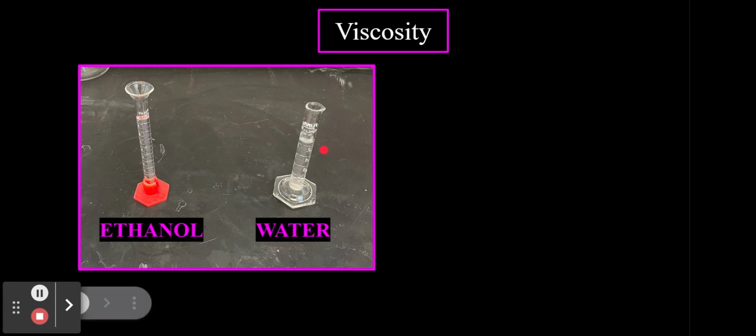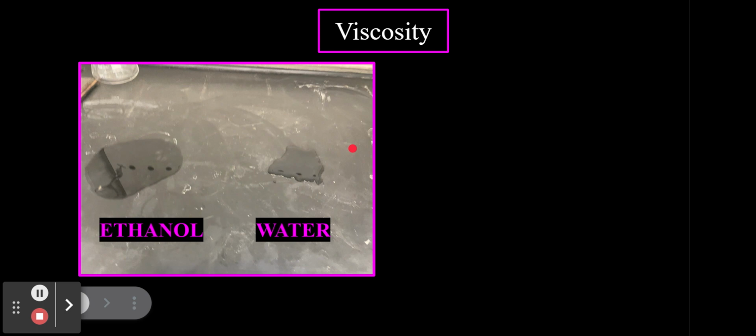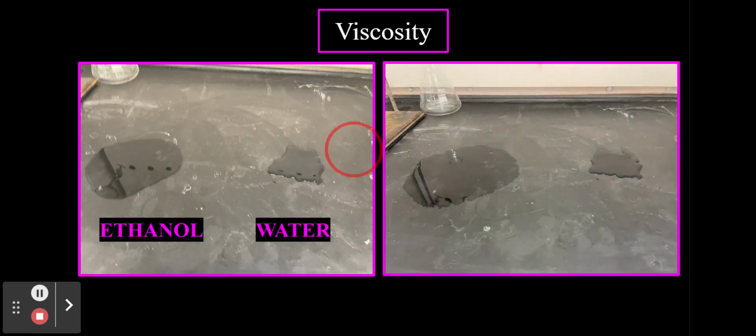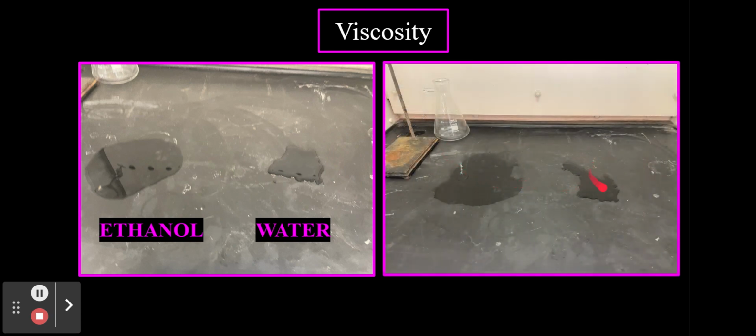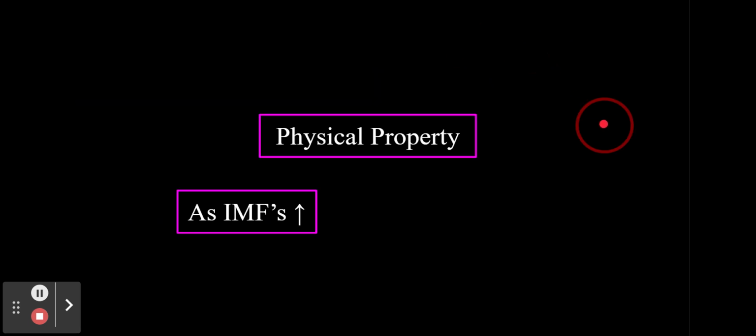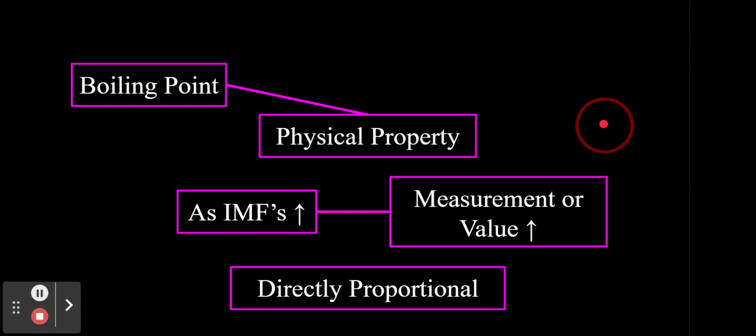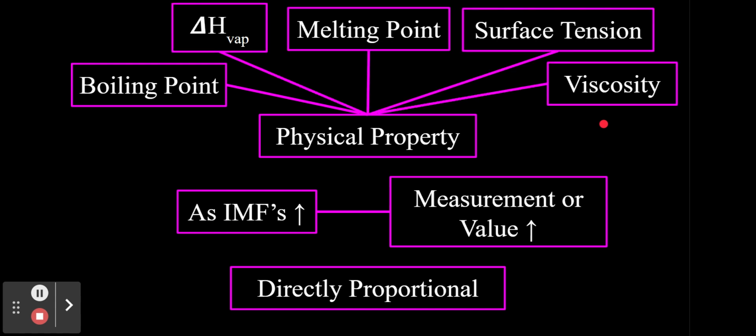You can also see this with ethanol and water. If I take equal amounts and dump them, the one that spreads out more has the weaker IMFs because it's not very viscous. All right, there they spread out. You can see ethanol spreads out much more, and then water spreads out a little bit, and ethanol has already begun to do something else at this point. All right, so here are my direct relationships, just as a reminder.